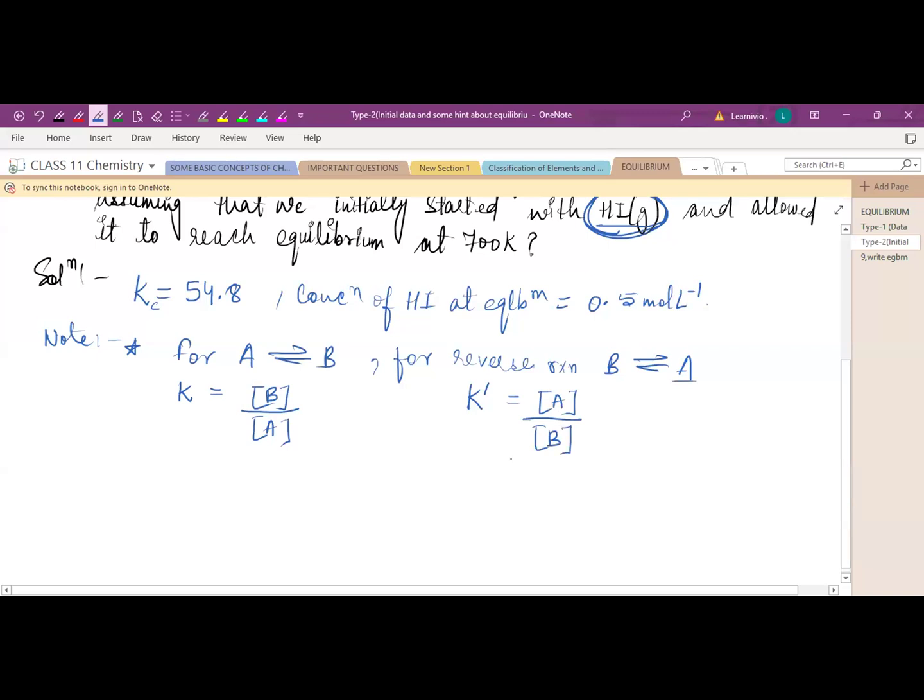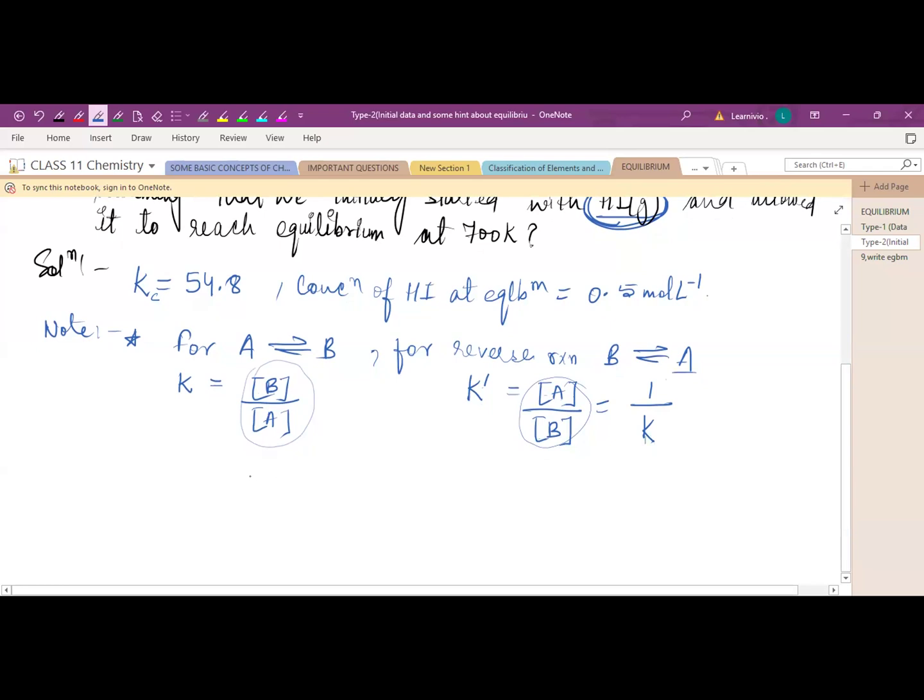Are you getting my point? So K dash equals the concentration of A upon the concentration of B. If you compare, K dash will be equal to 1 upon K, because K is the concentration of B upon the concentration of A, and it just gets reversed. So K dash is equal to 1 upon K. It means the equilibrium constant for the reverse reaction is equal to 1 upon the equilibrium constant for the forward reaction. Is it clear?